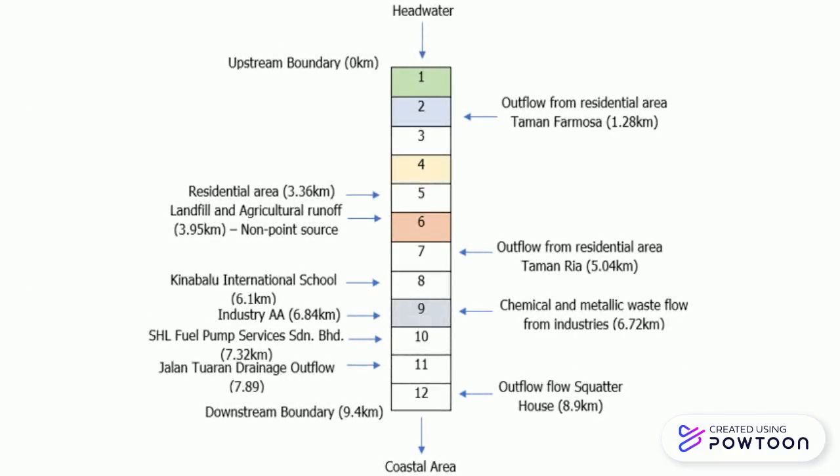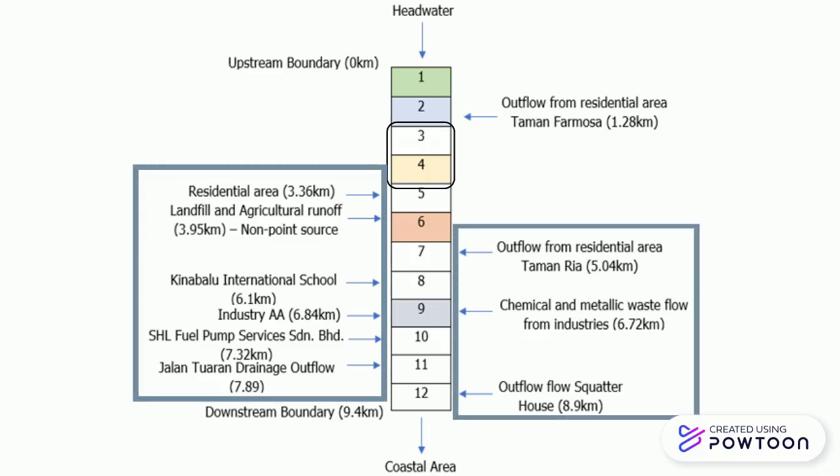This observation and analysis can be further clarified from the segmentation diagram of Likas River, where after the 2nd reach, there is no pollution being discharged at this location, which causes self-purification of the river, and there is constant output of pollutants from the 5th reach until the coastal area that affects the values of DO and BOD.